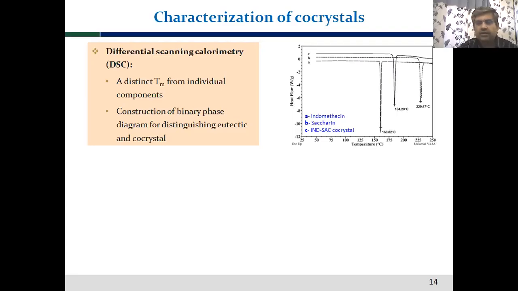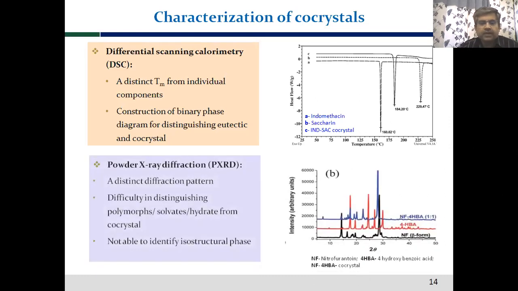This is not always necessary, or this is not always true. Your co-crystal can also have a melting point which is higher than both the ingredients, or it can be lower than both the ingredients. So all the three possibilities are there. Then obviously you can use the PXRD.